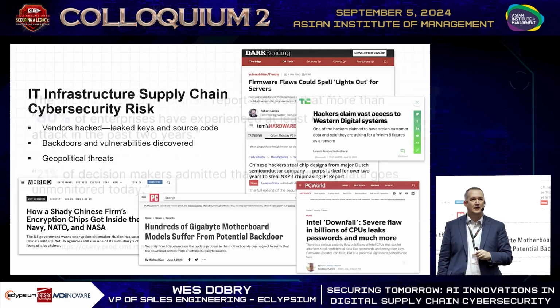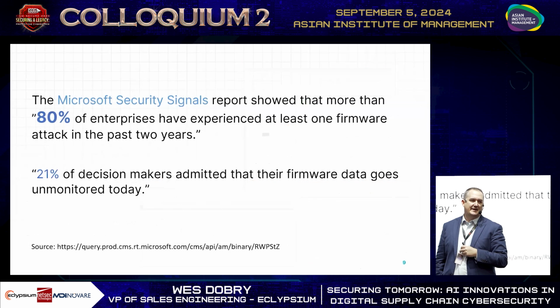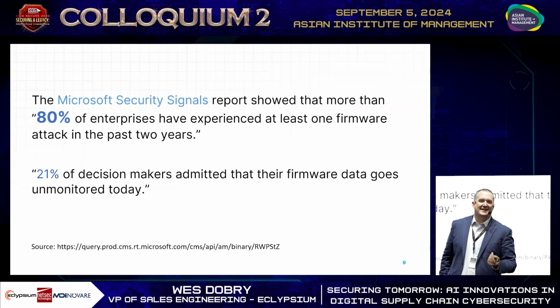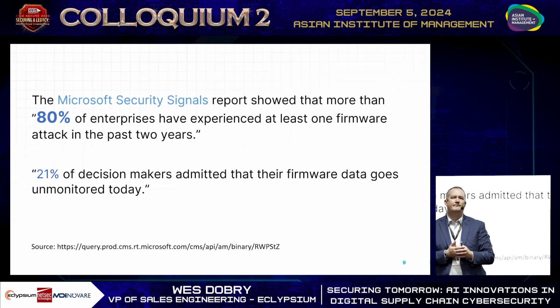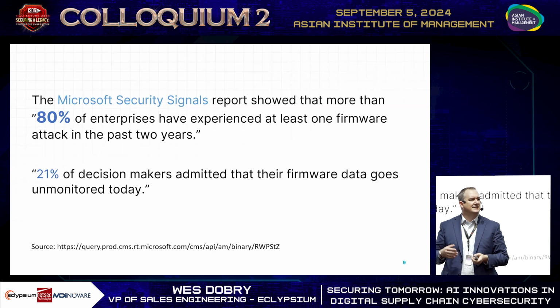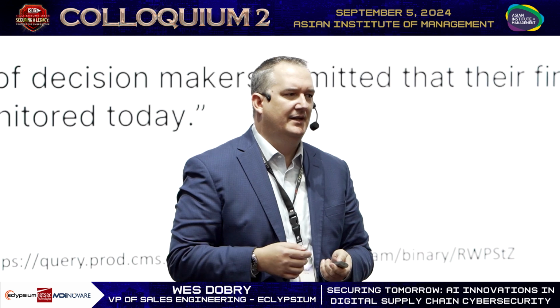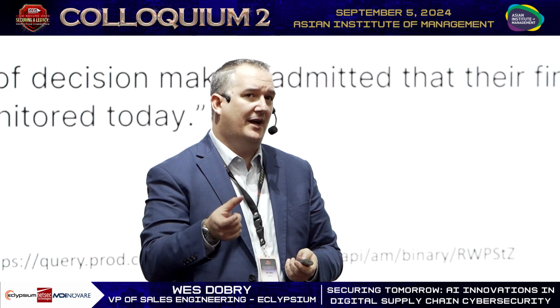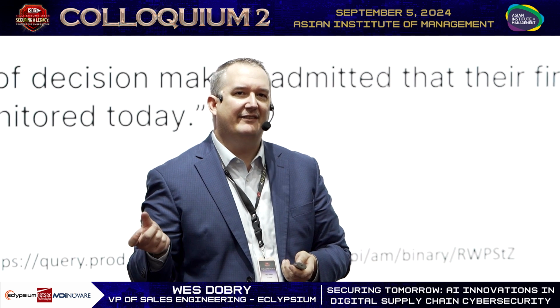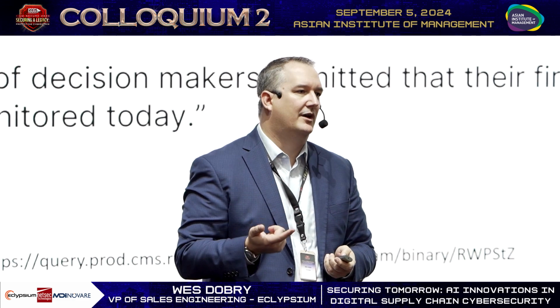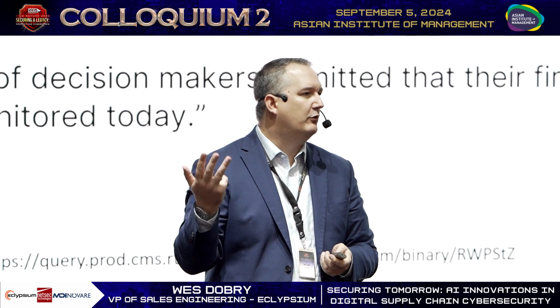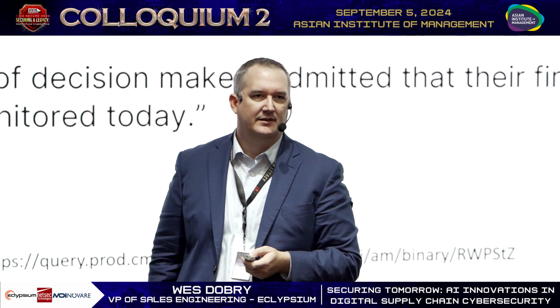So when we think of it from this perspective and we look at data that exists out there, Microsoft does a security signals report where they ask, what kind of attacks have your organizations encountered? And enterprises specifically have said that they've encountered at least one firmware attack in the last 2 years, 4 out of 5 enterprises.